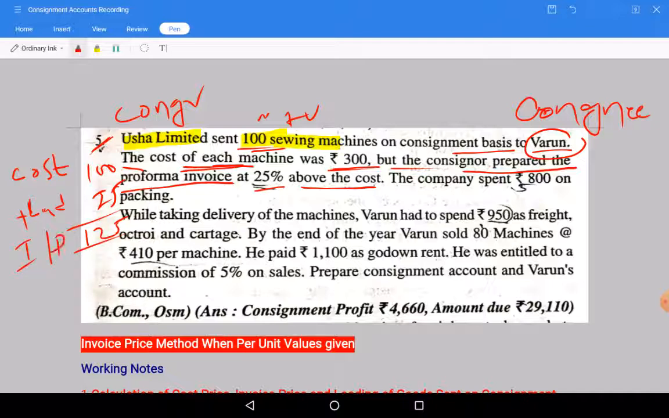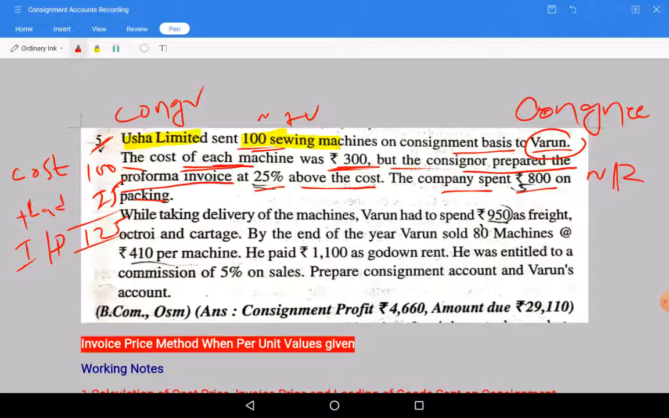So these are the percentages, and per unit information is given. While doing the problem, we can get the per unit information for cost, loading and invoice price, with which we can do the remaining problem. Next, the company, Usha Limited, spent 800 on packaging. This 800 is a non-recurring expense.